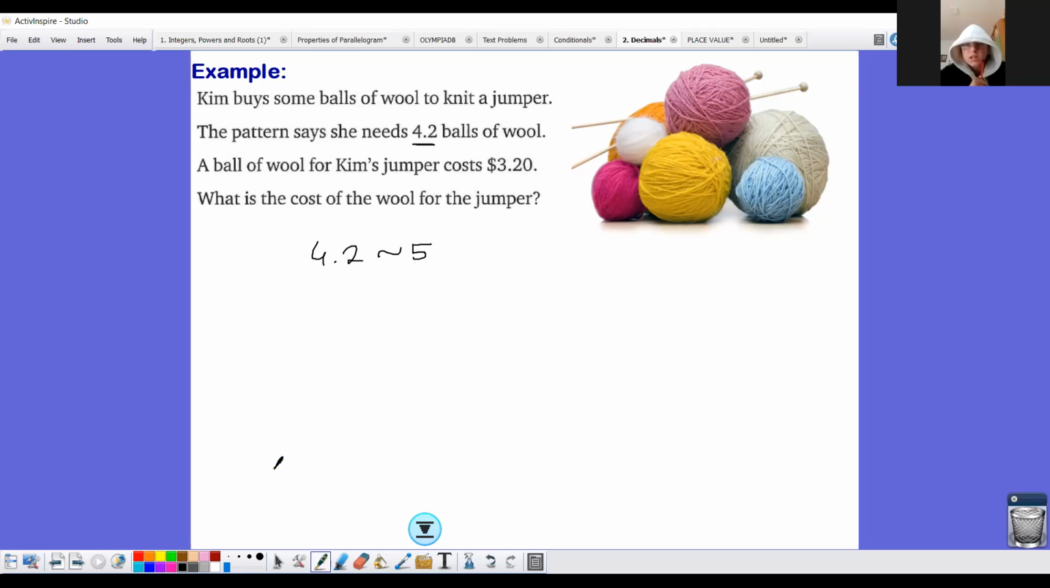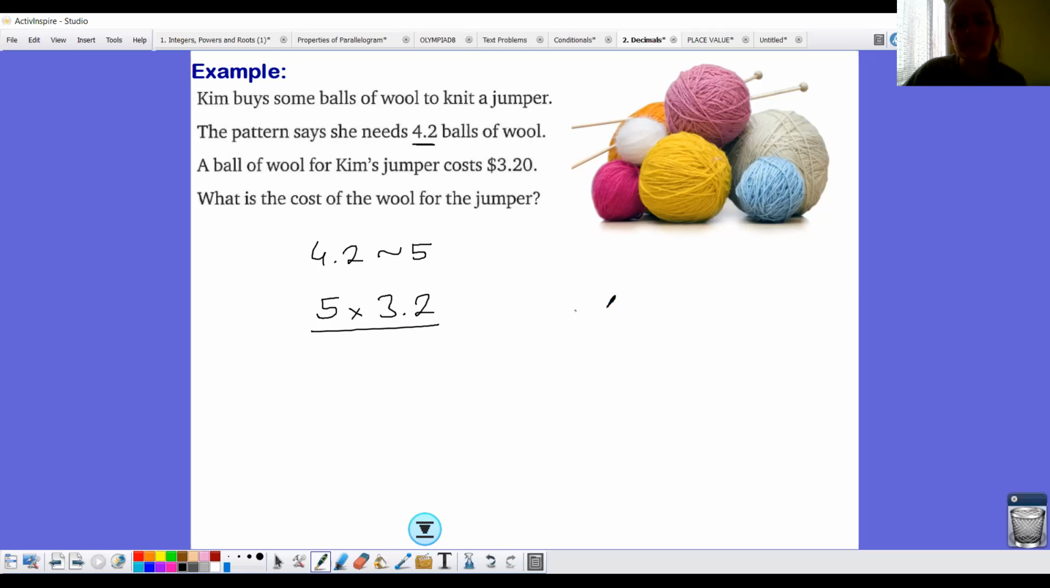How do you know that it's not enough? Did you understand how it goes? Because I'm making a jumper and I need 4.2, so 5. But I cannot buy 4.2 balls. But teacher, the question is how much will it cost? Okay, so we didn't finish. We all need 5 balls. Yes, but a ball costs 3.20, so 5 times 3.20. Okay, so what will this be?